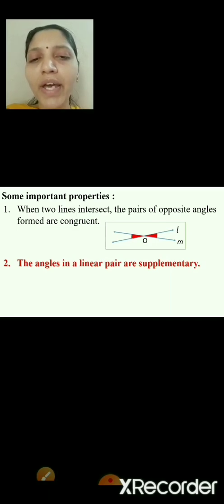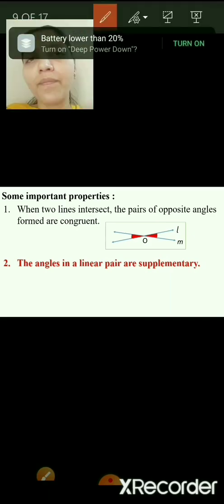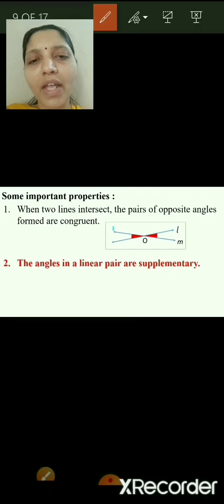Now what are linear pairs? Let's see here only. If you consider this line M, because of this line L, two angles are formed here, and these two angles are called a linear pair. Angles in the linear pair are supplementary, which means their addition must be 180 degrees.